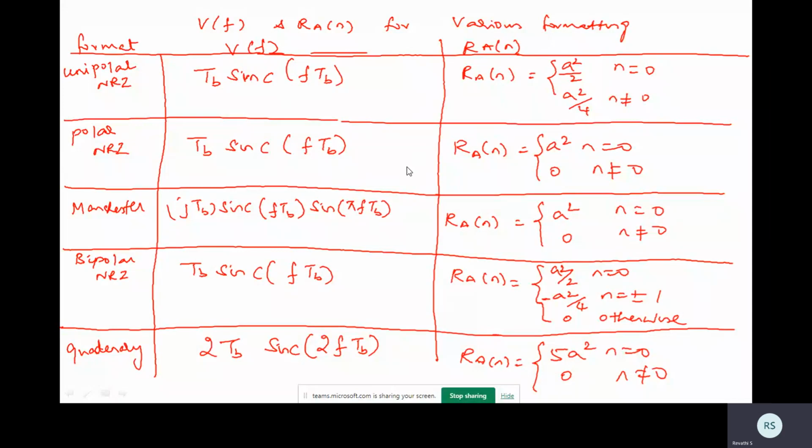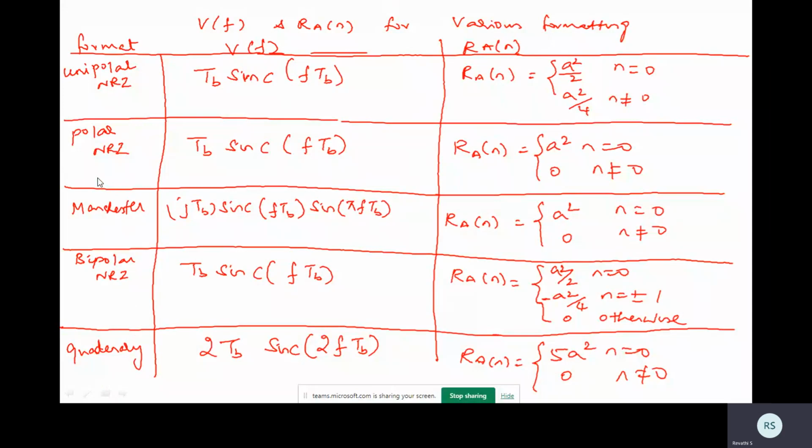Now we are ready to find the expression for the power spectra. Using this table we can do that. So let us do it one by one. Let me first take polar format, Manchester format, and quaternary format. We will go in this order: first let us complete polar, Manchester, quaternary, then complete bipolar and then unipolar.